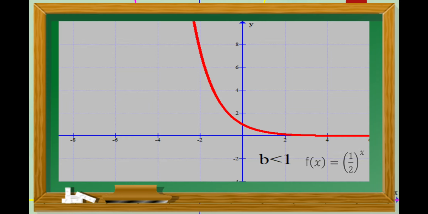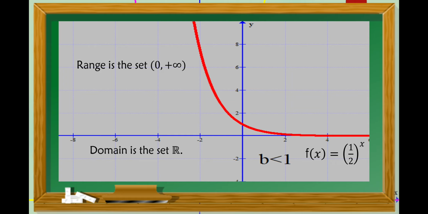So for the graph of g of x is equal to 1/2 raised to x, wherein the base is 1/2, the domain is the set of real numbers, and the range is the set of 0 to positive infinity.